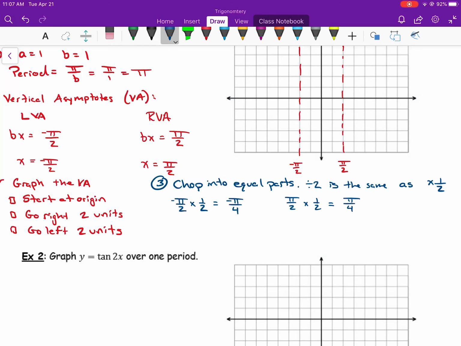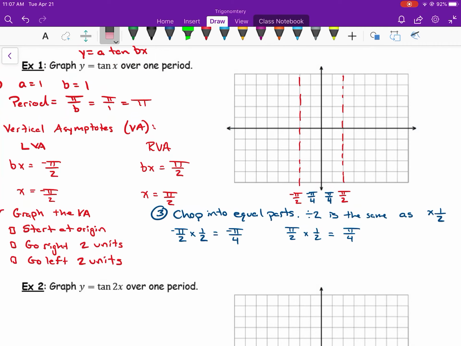Okay, so these are our new points here, so I'm going to put them on the graph. So negative pi over 4 and pi over 4. You can put them up here on the tick marks, but for space reasons, I just put them down low. Alright, so we're going to plot our points. Let's start at the origin, because we don't have any shifts yet. I'm going to talk about that when we get to them. So start at the origin.